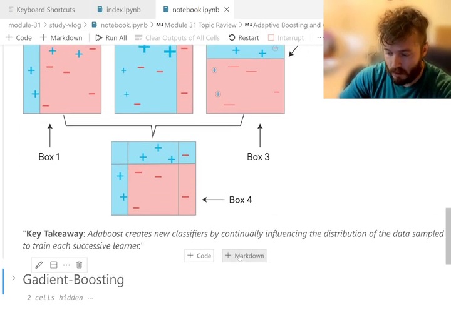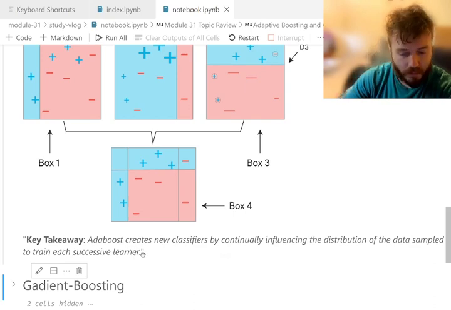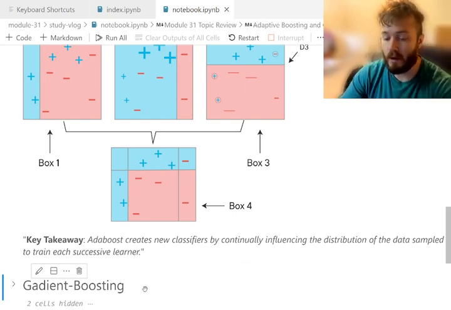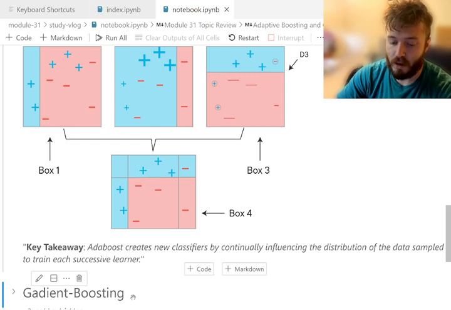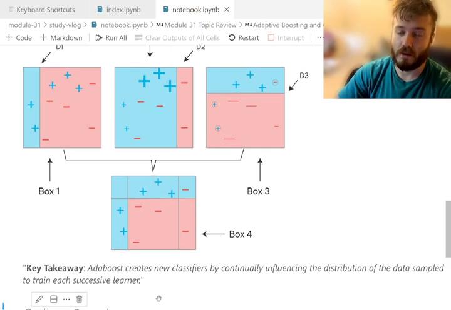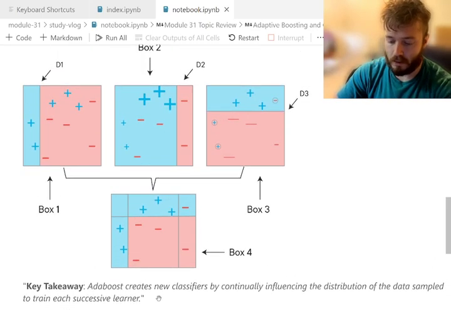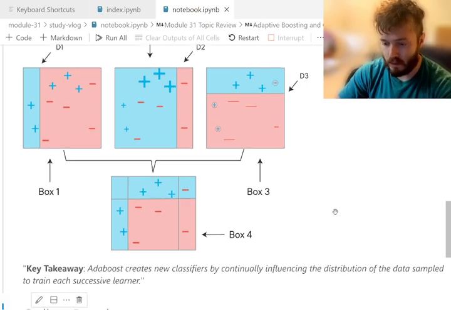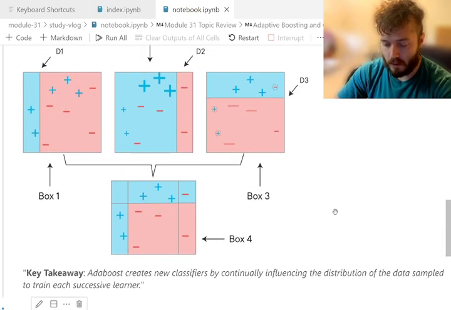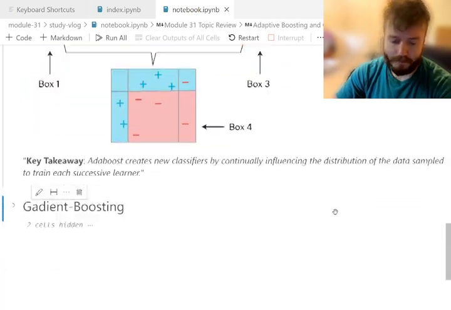This is a quote from the curriculum. I thought it was just nice. "AdaBoost creates new classifiers by continually influencing the distribution of the data sampled to train each successive learner." So they affect the distribution by assigning new weights to various parts of the data.